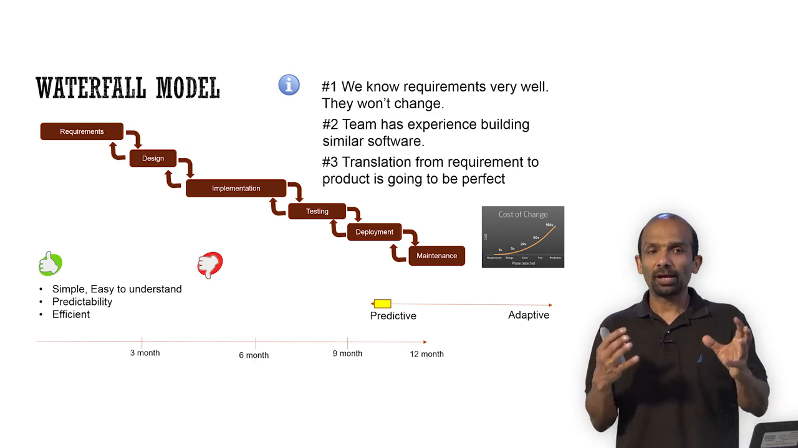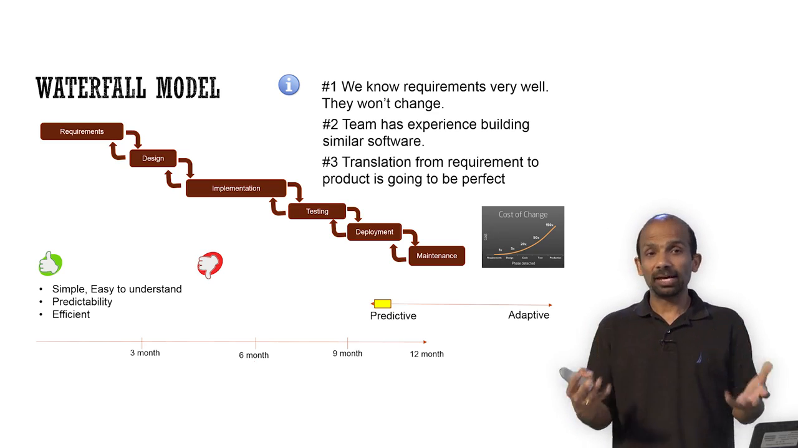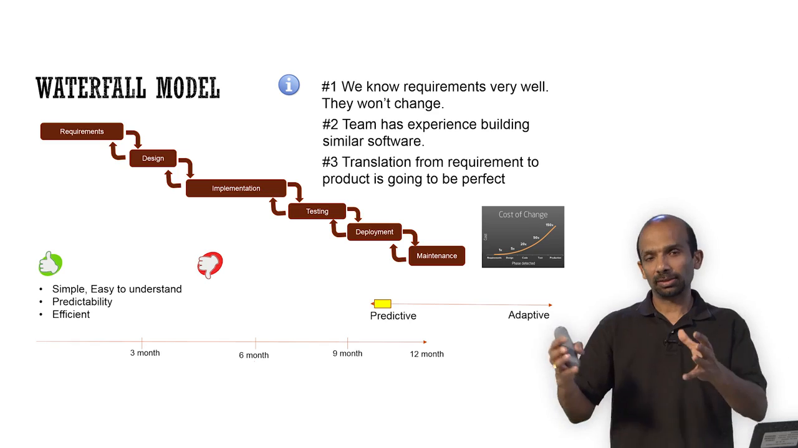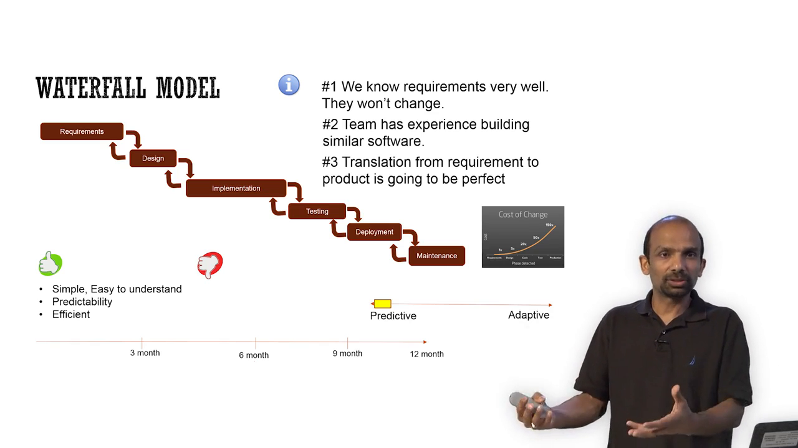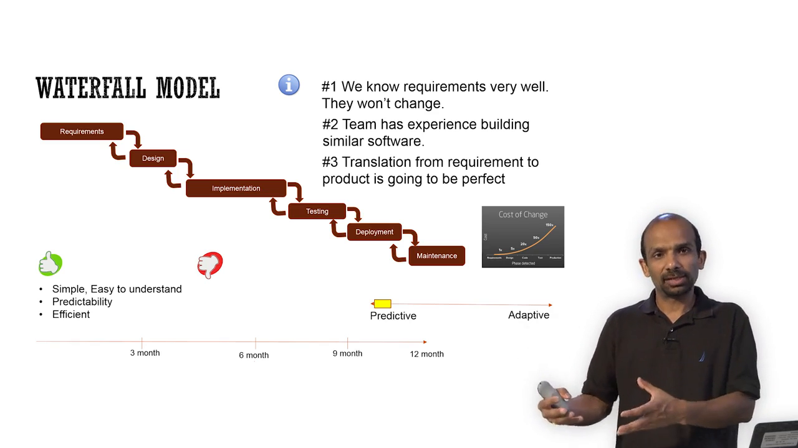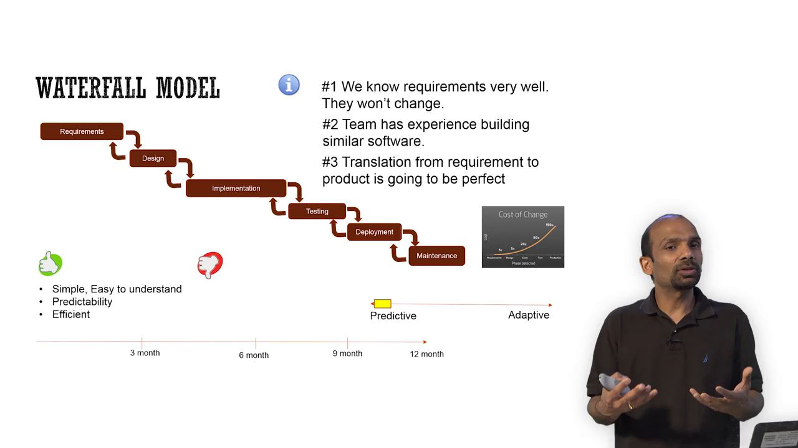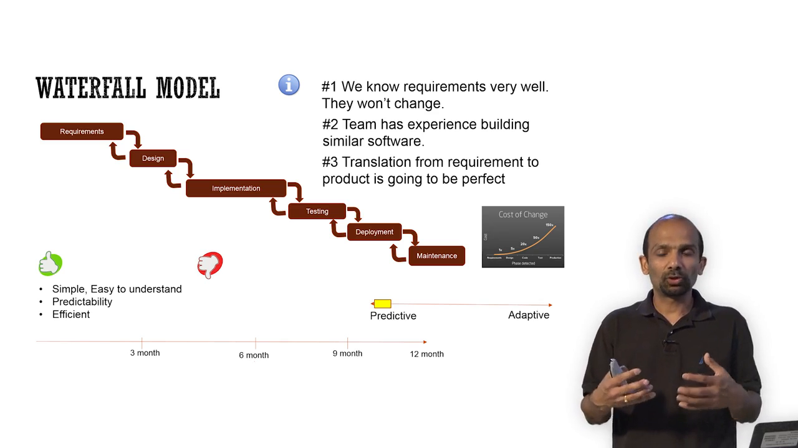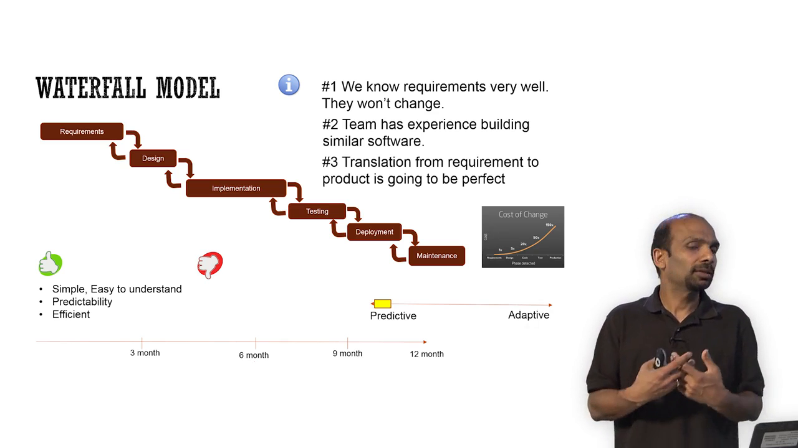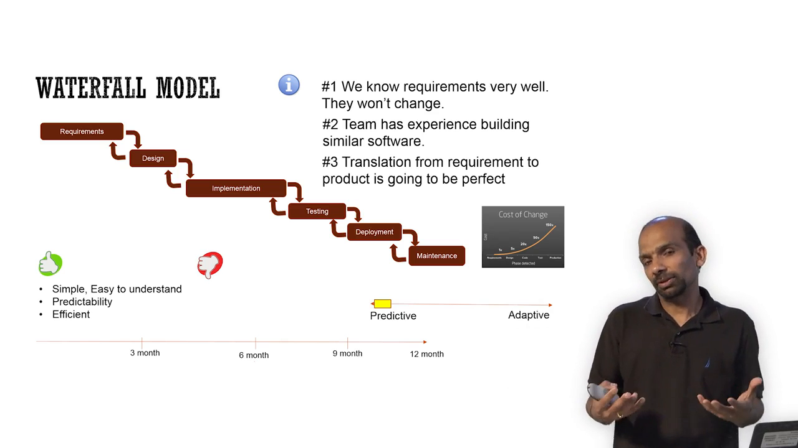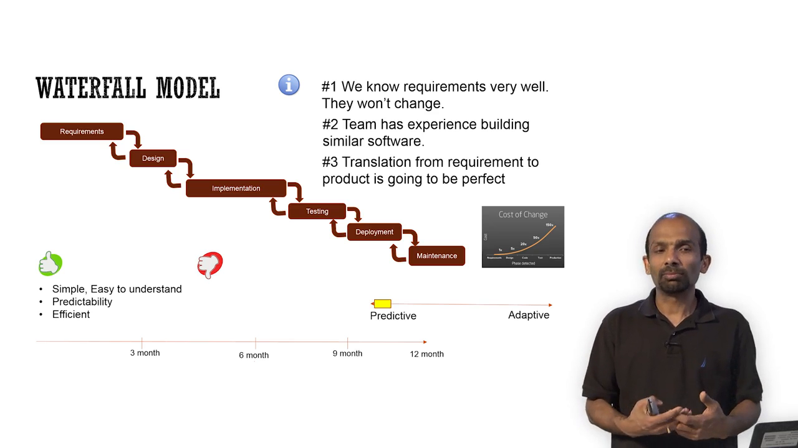The second is, if you have the requirements fixed, then it's a very predictive model because in the very beginning, you know what you need, so you can identify how long it is going to take. Once your design is ready, you know how long it's going to take to implement and so on. It also gives you predictability in terms of how many resources you need, and also predictability of what you're going to get. So from a predictability point of view, this is a pretty good model.